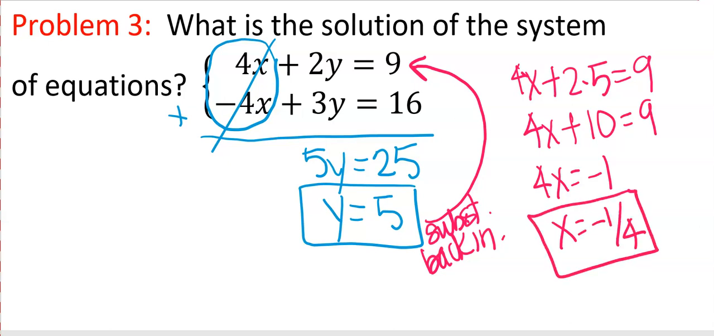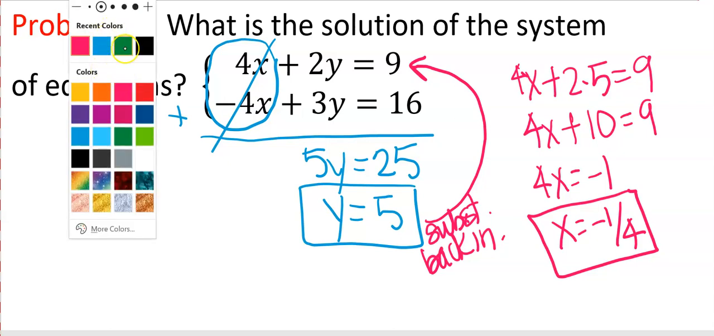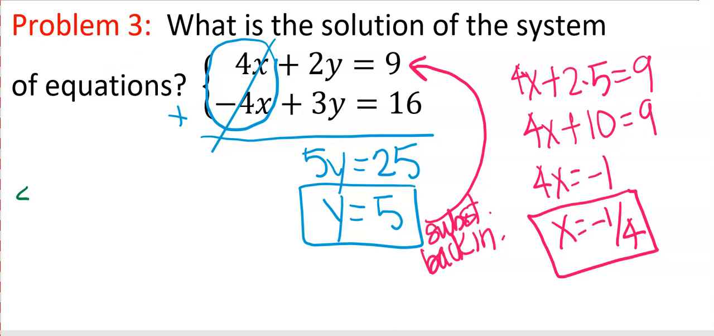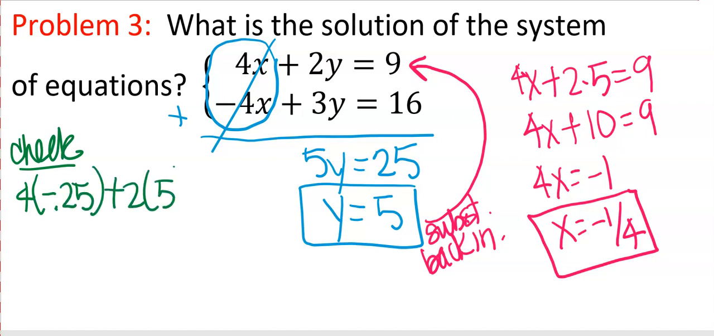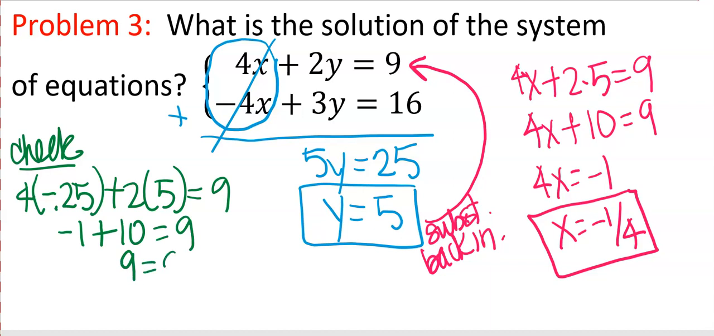Thank you. And again, we could check these too. When I was wondering if that should be a decimal or not, we could check it. You don't have to, but you can. So here, I'll say check. 4 times negative 0.25 plus 2 times 5 should equal 9. Well, 4 times negative 0.25 is negative 1, right? And 9 would equal 9.